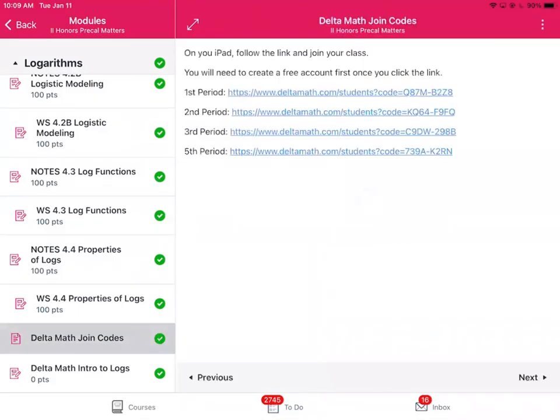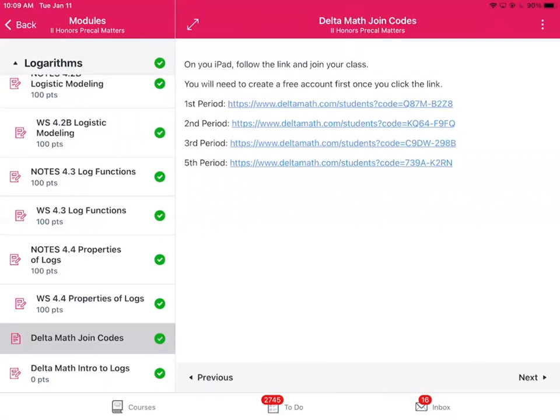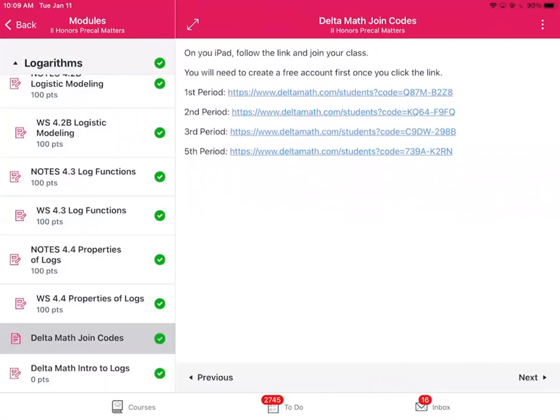All right. It says on your iPad, follow the link to join your class. You'll need to create a free account once you get in there. You can just join with Google. It's free. So click on your second period Delta Math and join. Okay.